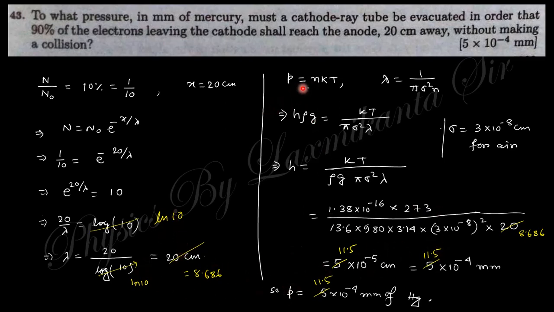Okay, so P equals nkT and lambda equals 1 by pi sigma square n. So if you put P equal to h rho g and n equal to 1 by lambda pi sigma square and this kT, then h equals this expression. Put this value k, T, rho is the density of mercury, g, pi, sigma is like that. This is for air, you need to remember this, and lambda equals like that. So if you put this yellow color value, this answer will be 11.5. Otherwise this will match here, but I recommend this yellow color will be the correct answer. Go to the next one.